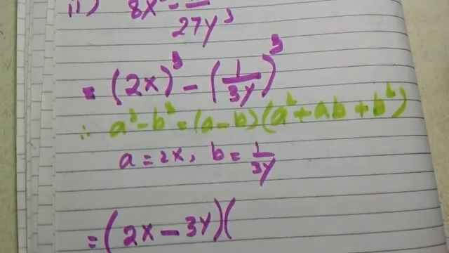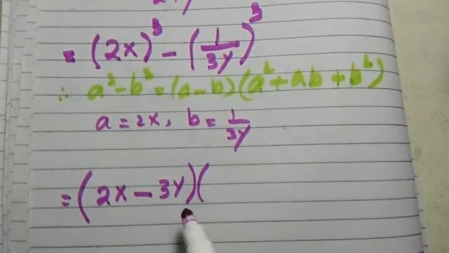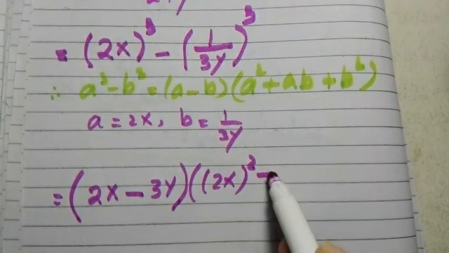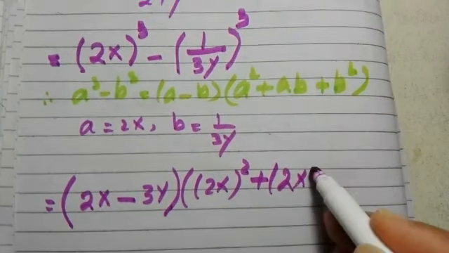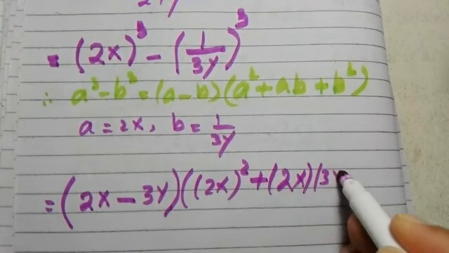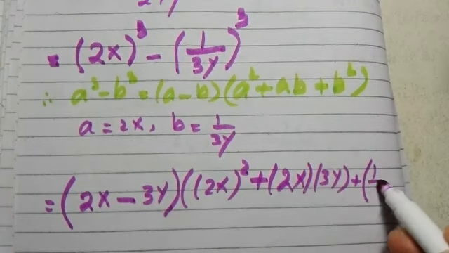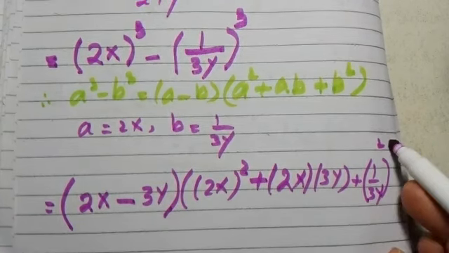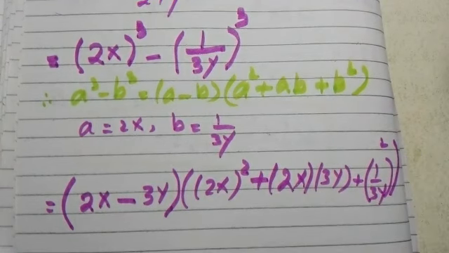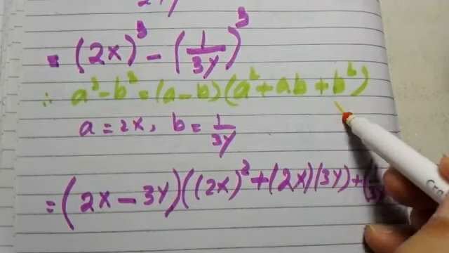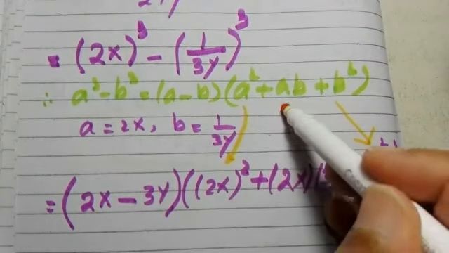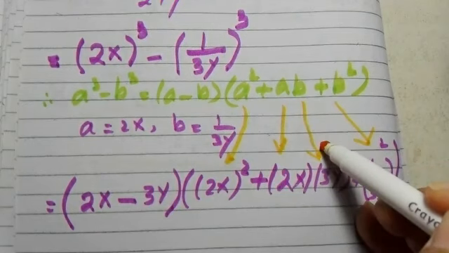Then we will write 2x whole square plus 2x into 1 over 3y plus 1 over 3y whole square, like this. This is according to the formula. If we compare it, you can see that this is in place of A square, this is in place of B square, and in between it's the product of A and B.